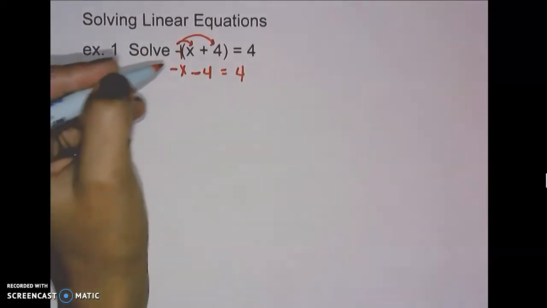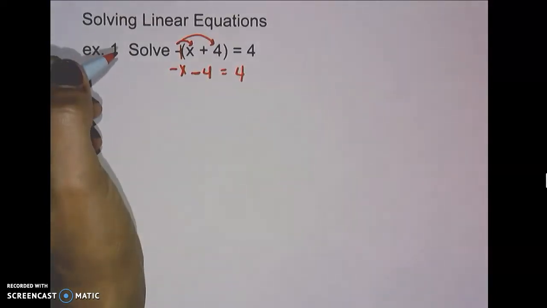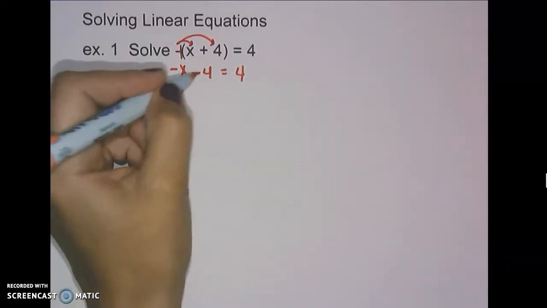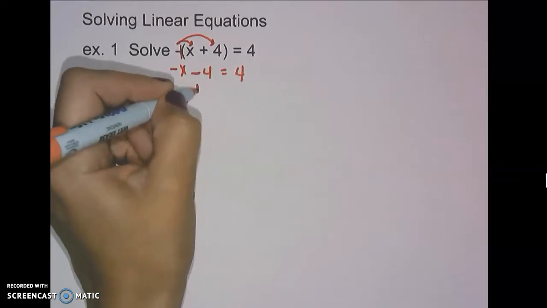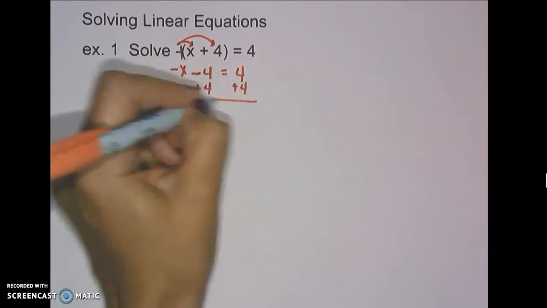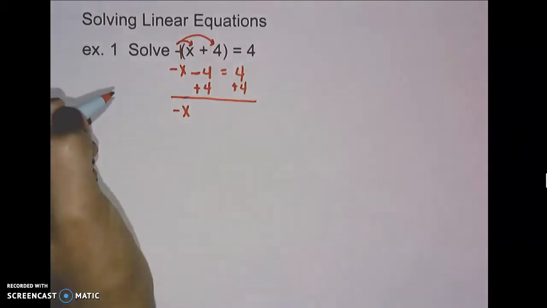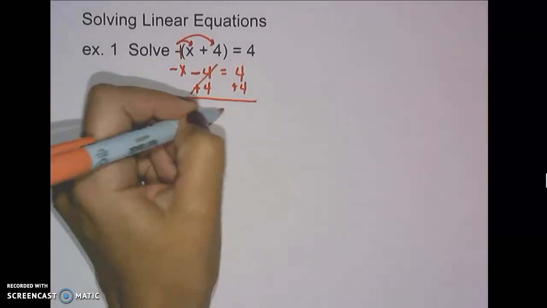Next, remember our goal is to get the variable by itself. So that means that we're going to get that x by itself. So we're going to add 4. The opposite operation of subtracting 4 is to add 4 on both sides. Don't drop this negative. Okay, we have negative x equals 8.